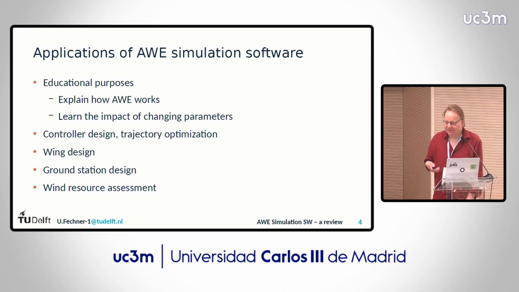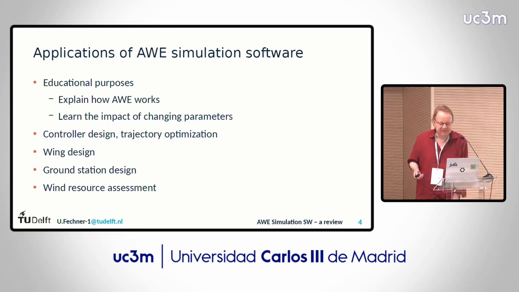We need to know the maximum reel-in speed, reel-out speed, forces. The impact of the efficiency. Some people think if the ground station is 80% efficient, then you get 80% of the energy out. But that's not true. If you work in pumping mode of operation, you get less out. So high efficiency of the ground station is more important than for wind turbines. And then also for wind resource assessment, simulation software is very useful.